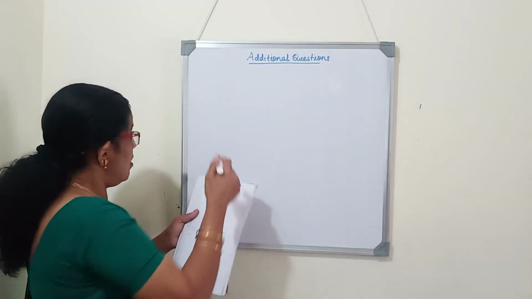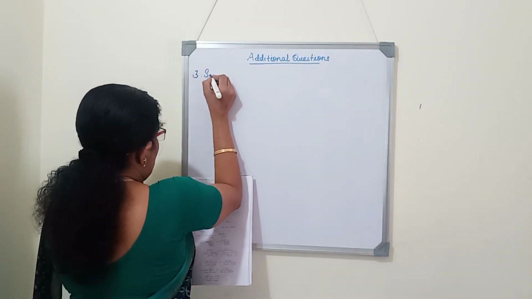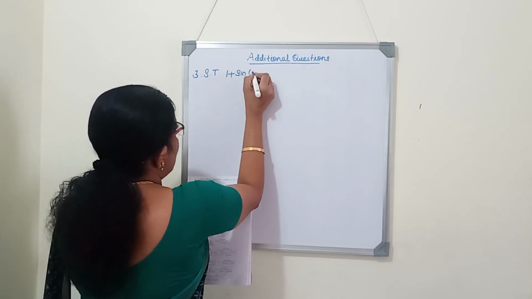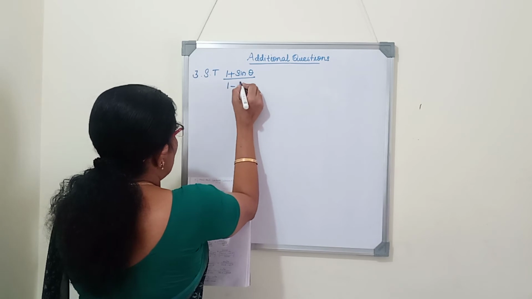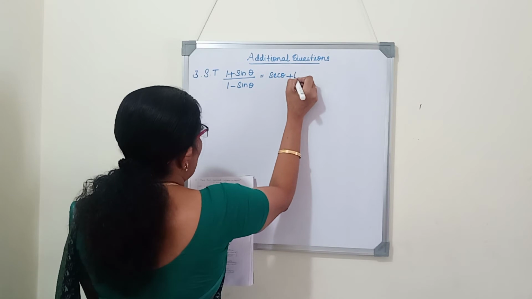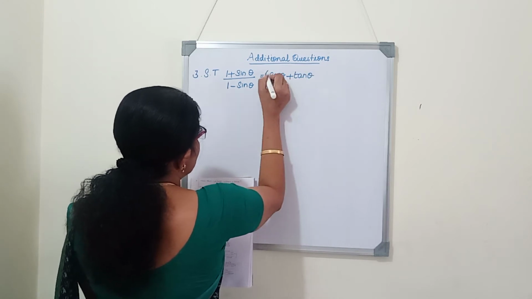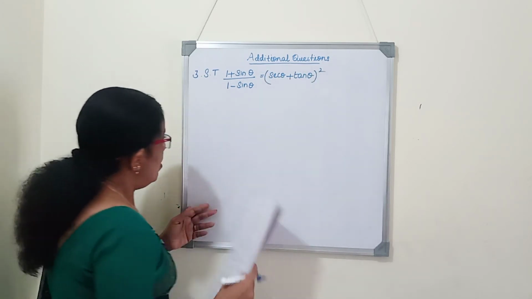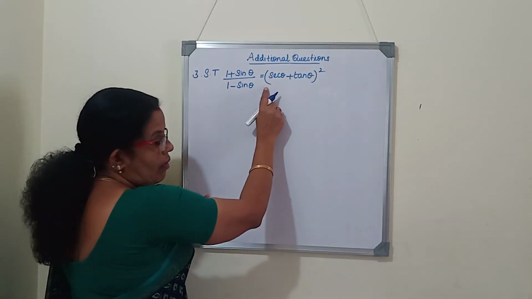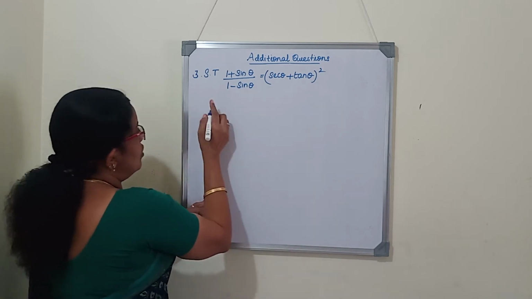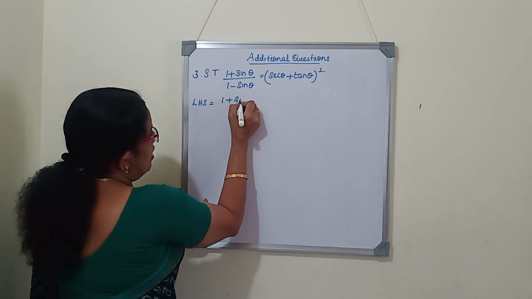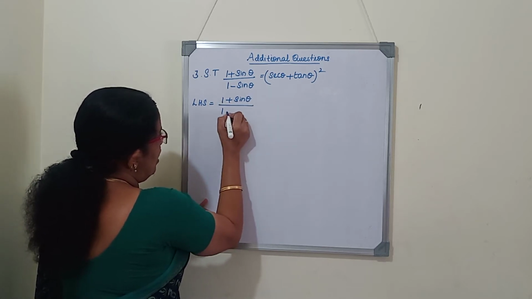Third question, show that (1 plus sin theta) by (1 minus sin theta) is equal to (sec theta plus tan theta) the whole square. So here we have to show that (1 plus sin theta) by (1 minus sin theta) equals (sec theta plus tan theta) the whole square. So we will start from LHS. 1 plus sin theta by 1 minus sin theta.